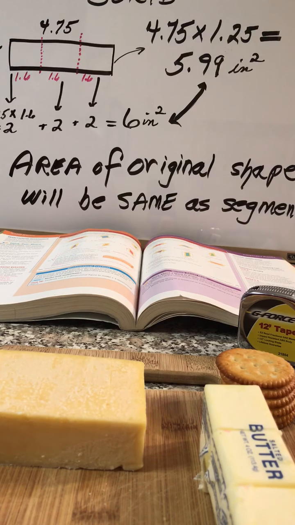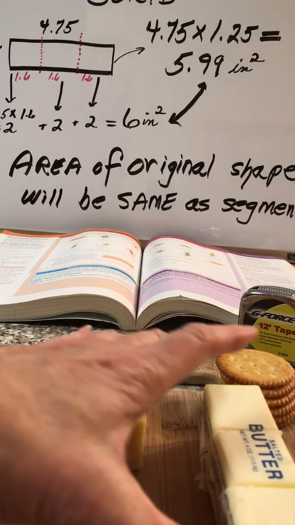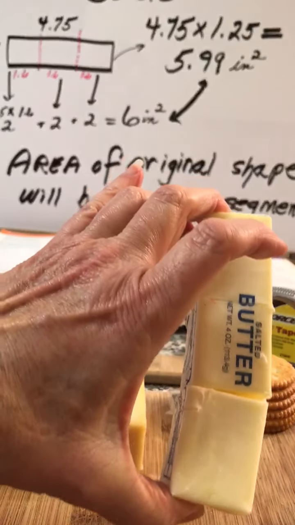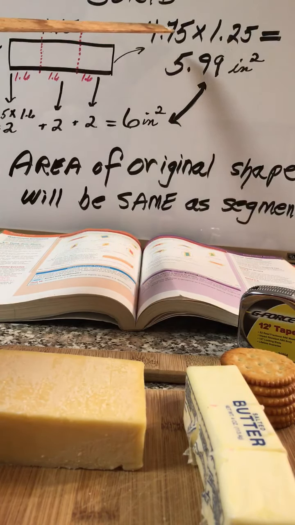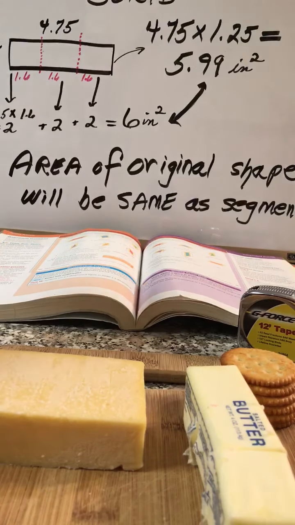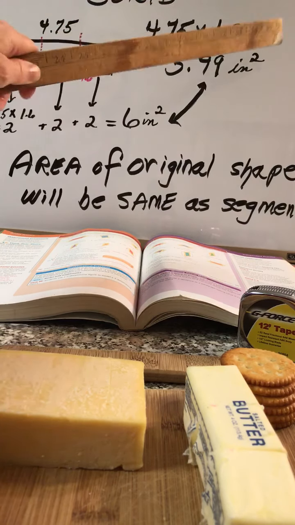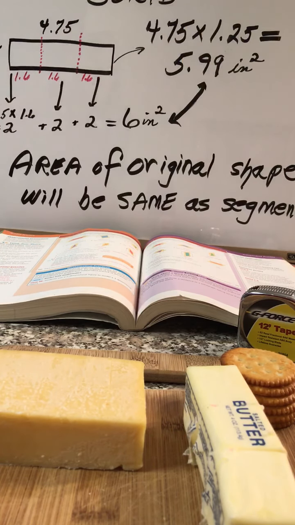Now, we're going to add something to it, so you'll learn something new about combining geometric problems. What we're going to do is find the area of the top of the butter, this area. We know that the rule for area is length times width. The length is 4.75, the width is 1.25. Length 4.75 times 1.25 equals 5.99 square inches, or inches squared. You can never forget the square.